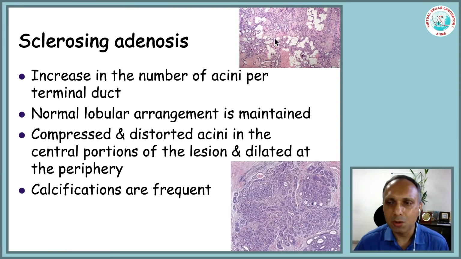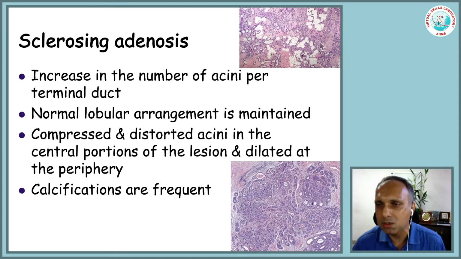Another condition is sclerosing adenosis. As you can see in the picture, there is an increase in the number of acini per terminal ductule. The normal lobular architecture is, however, maintained. But as the word suggests, in sclerosing adenosis there is sclerosis of the stroma or increased fibrosis, which leads to slit-like elongation of the ducts. So the ducts are compressed.